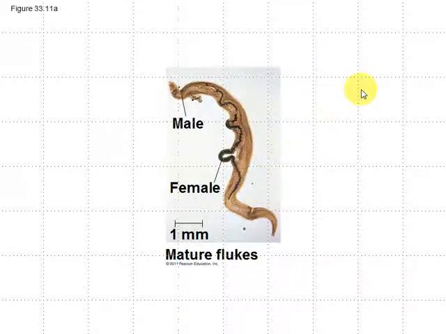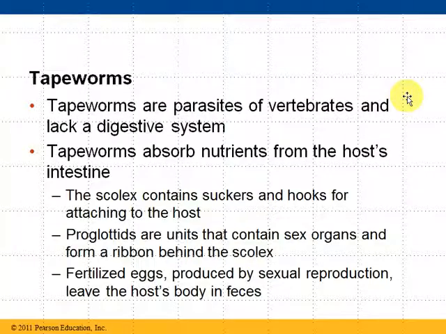Another common example that you might be familiar with would be also called a blood fluke, a trematode. Another example you might be familiar with are tapeworms. Tapeworms are parasites of various vertebrates. They lack their own digestive system. They basically feed off of your digestive system. They absorb nutrients from the host's intestines. They have a scolex, which is kind of like their head. It's not really a true head, but it contains suckers and hooks for attaching to the host. And then they have what's called proglottids, which are units that contain sex organs, and they form a ribbon behind the scolex.